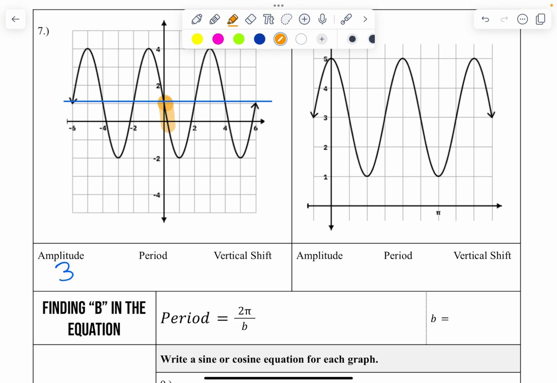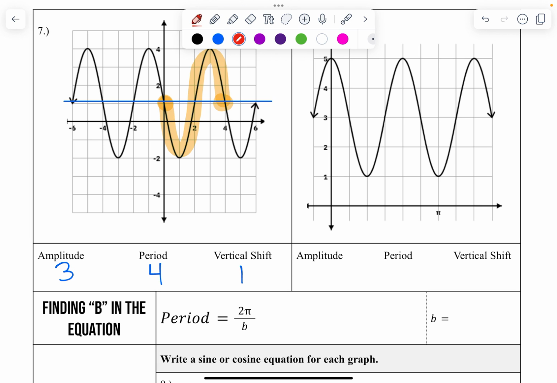For the period, if we start here at the midline and track, so there would be 1 complete cycle, so we would use a sine function for this one. It's negatively oriented, so we'd have to use a negative in the front of it, but the period goes from 0 to 4. And then vertical shift, since the midline is up at 1, that's your vertical shift. The midline gives us our vertical shift.